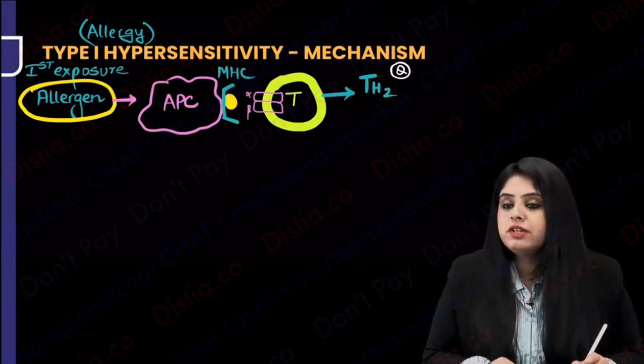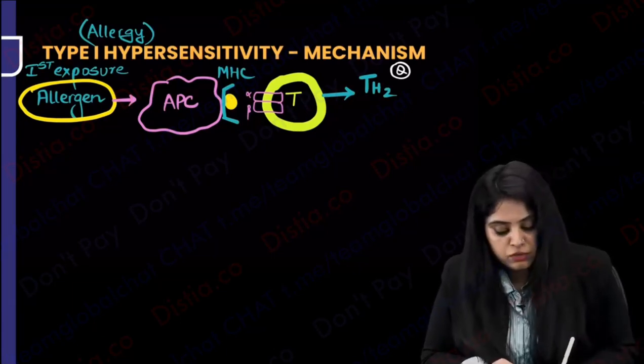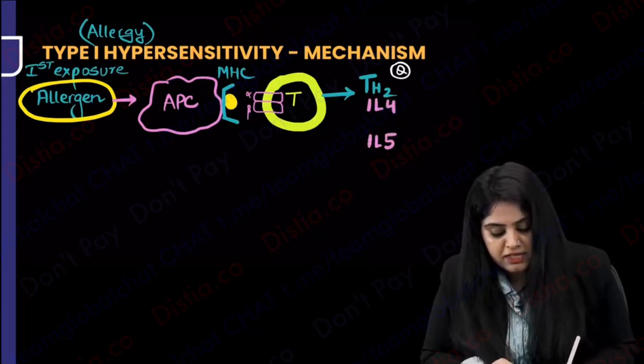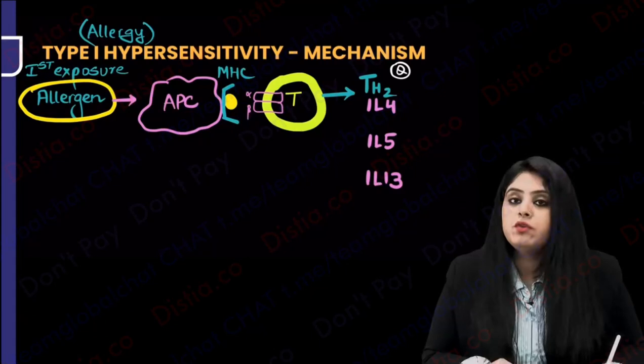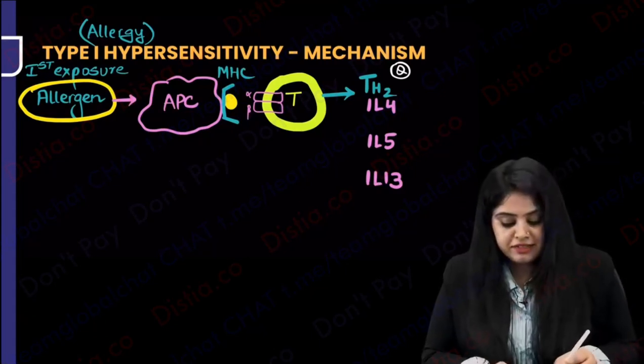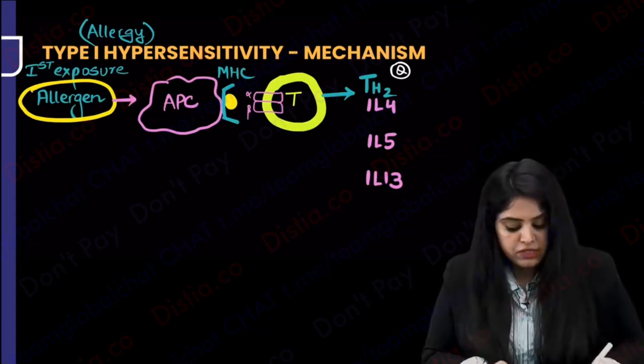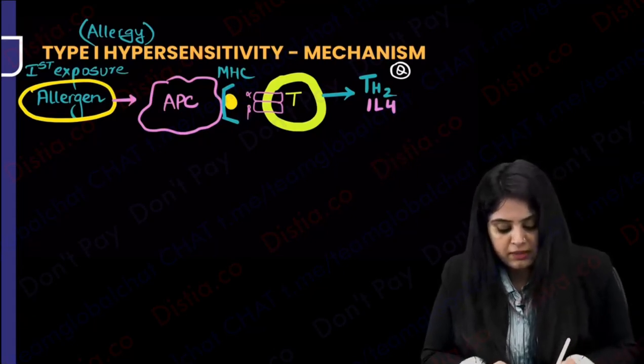Tell me, what is all released by the Th2 cells? From the Th2 cells, we have the release of interleukin 4, interleukin 5 and interleukin 13. Do we already know that information? Yes. Interleukin 4, 5 and 13. And what are the functions of interleukin 4, 5 and 13? Maybe you can help me.